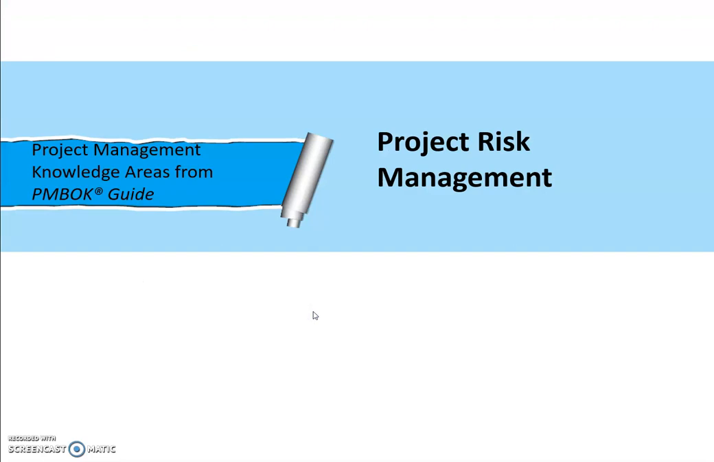This topic is about project risk management, which is a knowledge area of the Project Management Body of Knowledge Guide. Risk management involves identification, assessment, monitoring, and response to project risks to minimize the likelihood of occurrence and/or potential impact of adverse events on the accomplishment of the project objective. Addressing risks proactively will increase the chances of accomplishing the project objective.